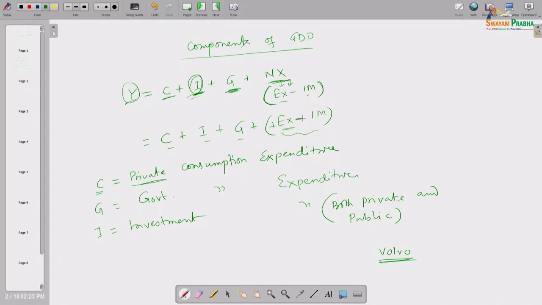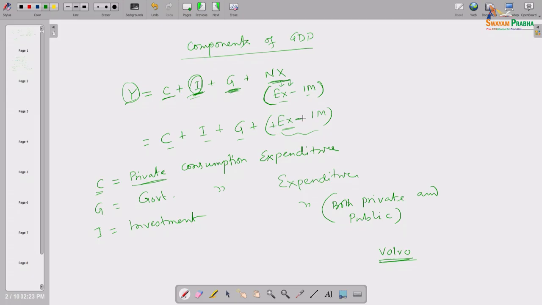So, whatever I am consuming here but which is not produced within the country should not be a part of this country's GDP. What I consume here should not be a part of India's GDP, right. That is why we have to subtract imports. So import appears in GDP with a negative sign.